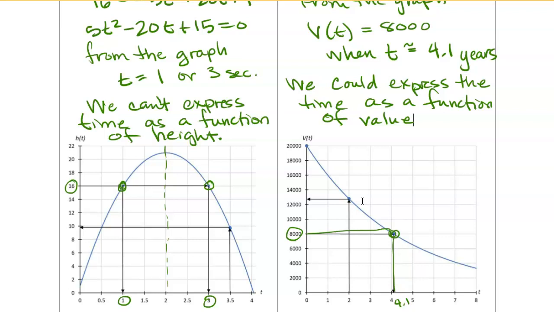The second function is invertible, because we could switch the input and output and write a function for time. Time is a function of value. We were given a function for value as a function of time, and we could reverse that. So it would be considered invertible.